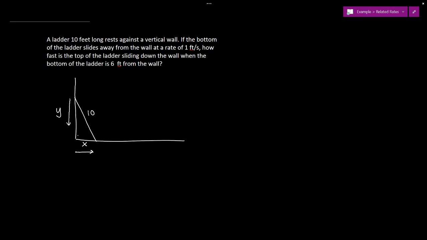Well, I said it's a vertical wall, so we have a right triangle. So that means a squared plus b squared equals c squared. So for us, x squared plus y squared equals 10 squared, or x squared plus y squared equals 100. There's the relationship between the variables. So let's go ahead and differentiate with respect to time, right? We have a rate. This is changing by time. So let's go ahead and do that.